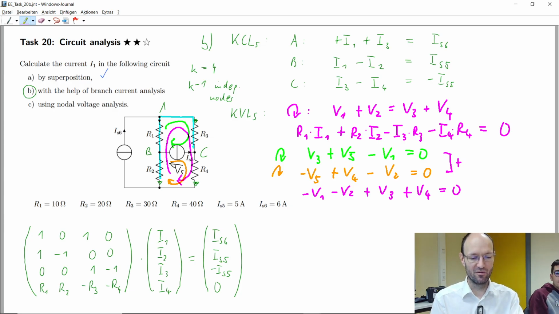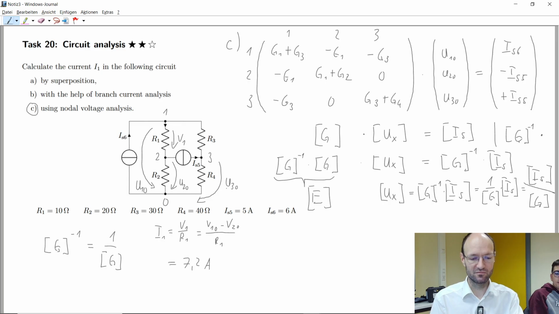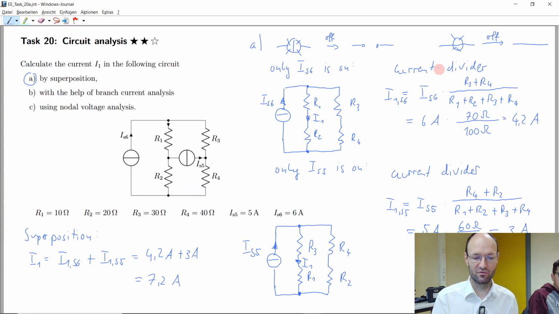Yeah, and for the superposition, which was this one, we, for example, use this current divider rule, but the current divider rule is also based on Kirchhoff's current law, Kirchhoff's voltage law, and Ohm's law. So it's not a matter of coincidence that we get the same result. Of course, we should get the same result. It's just a different way. We reach the same goal, or we reach the same destination, but just on a different path.